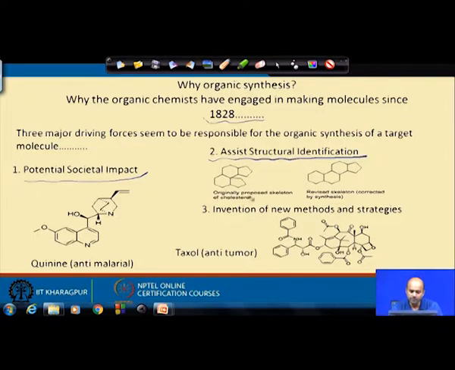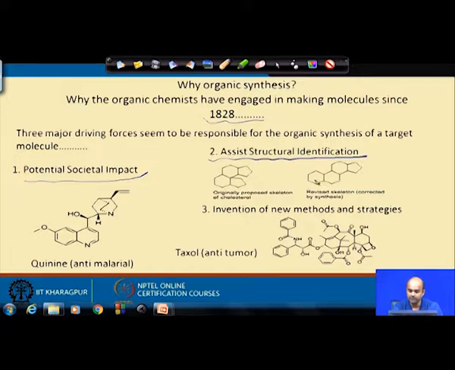Let us say, for example, cholesterol, which is a very well explored molecule. The initial structure was given as a 6-member, 5-member, 5-member ring system, but in reality, later on it was found by organic synthesis that the cholesterol structure was not like that.